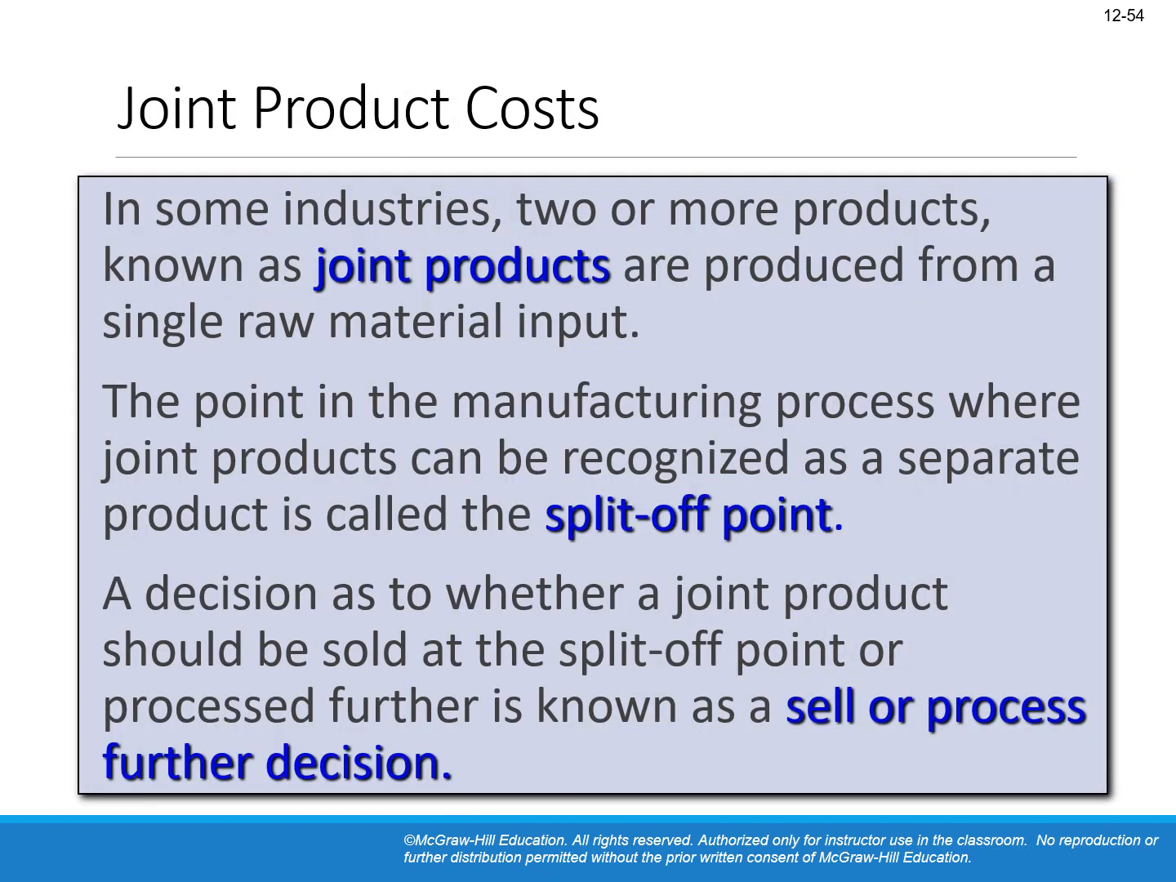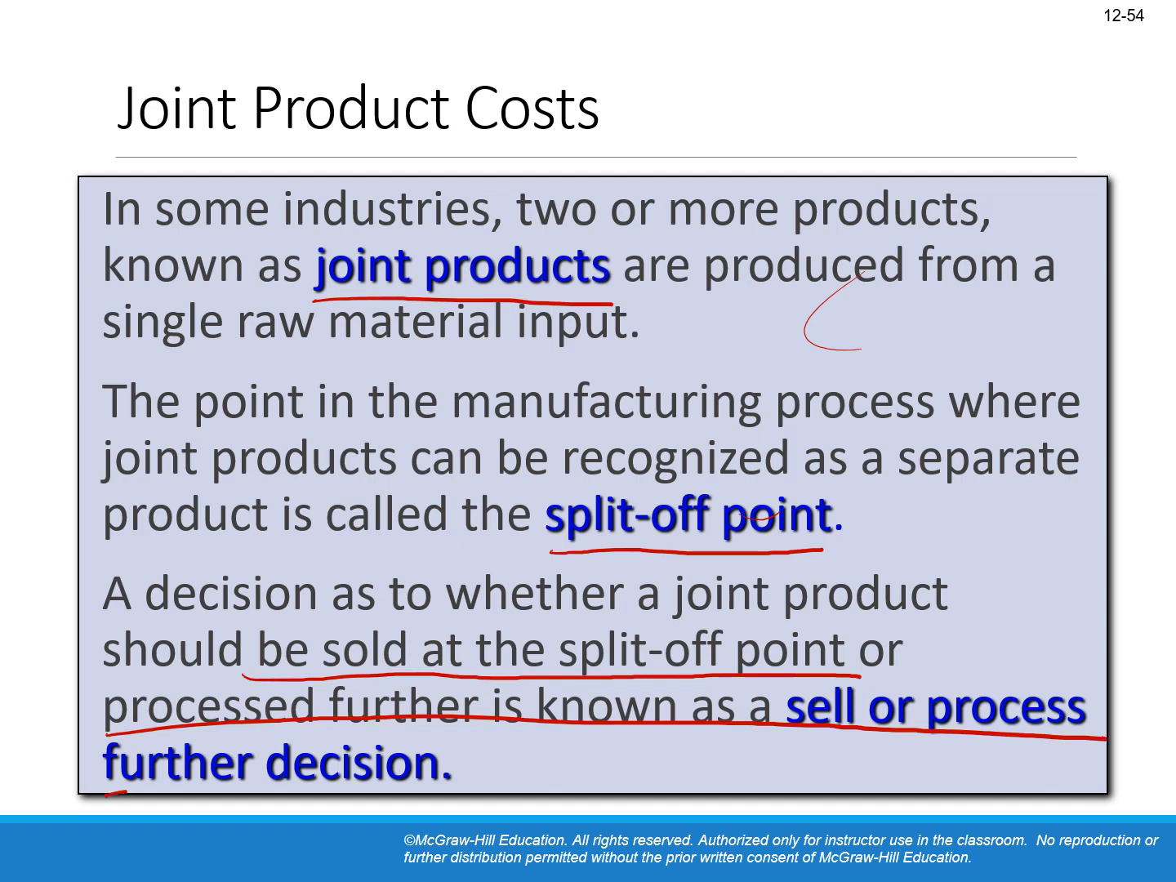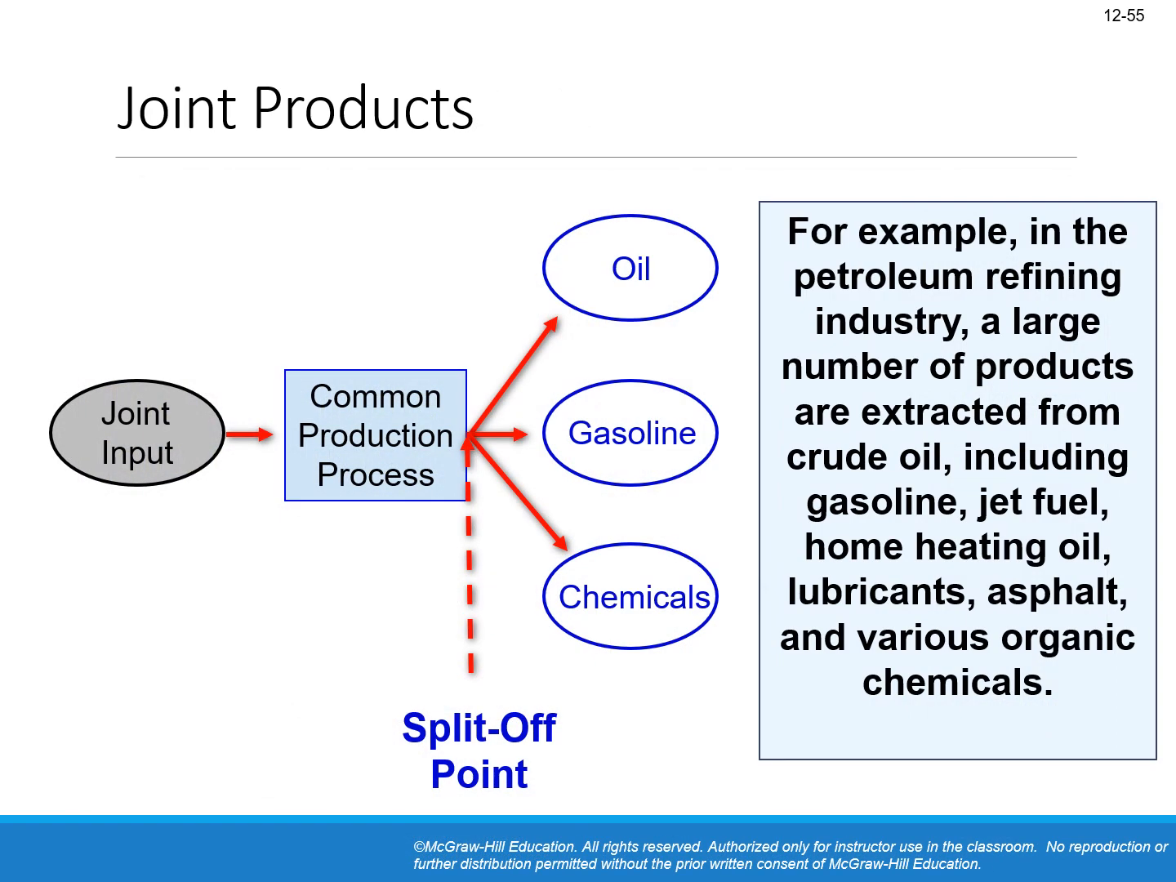So I explained what we mean by joint products and what we mean by split-off point. A decision on whether a joint product should be sold at a split-off point or processed further is known as the sell or process further decision. So either you sell at split-off or you process further. Example, a joint input that goes through a common production process. The split-off point will give you oil, gasoline, and chemicals.